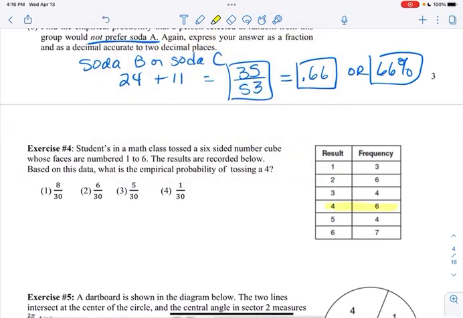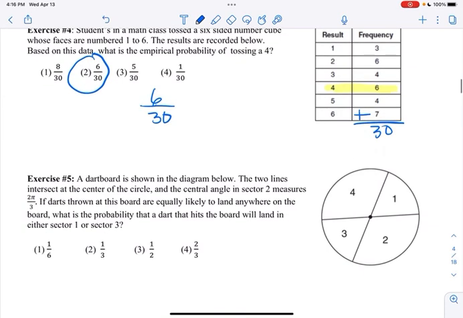There were 6 people, and if I add up all these frequencies together, there were 30 total. So I had to add up all those together. So 6 out of 30. And notice they did not reduce it this time.